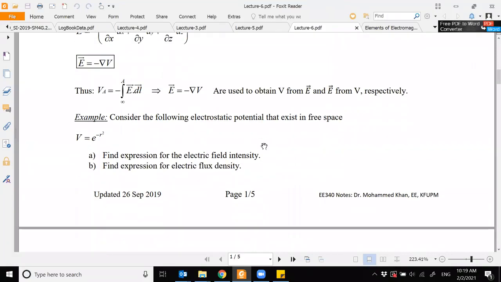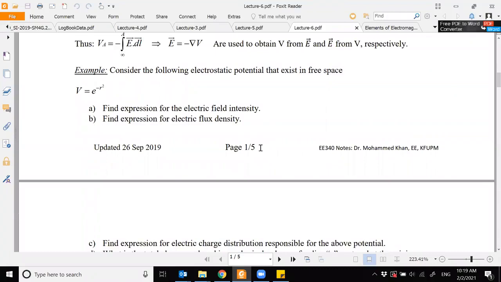So there is an example here. This example is allowing you to find the electric field when a potential is given to you. So see here. The example is saying that consider the following electrostatic potential that is existing in free space. So in the free space, a potential is existing, which is a scalar. And as you can see, it's a function of R. So you can now think of it in spherical coordinates, that this potential is in that spherical coordinate system.